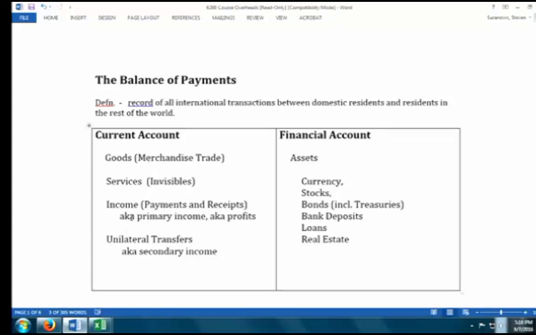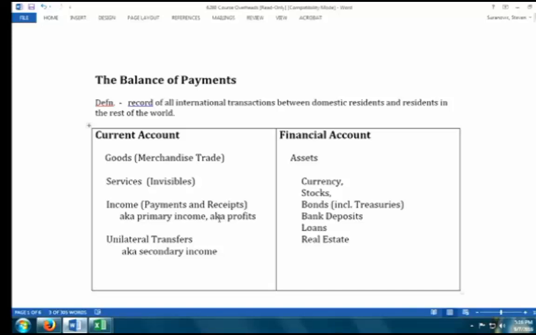The third component of the current account is called income, and there are two versions of it. There's income payments and there are income receipts. Now, the international balance of payments accounts have been revised and recategorized in the last couple of years or so. And so it used to be called just income payments and receipts, but now they're being classified as primary income. So primary income, income payments and receipts are synonymous with each other. And I'm using another, the AKA here means also known as. So also known as primary income and also known as profits. And this is a simpler way to think about what income payments and receipts happen to be.